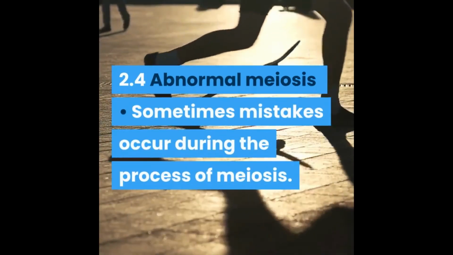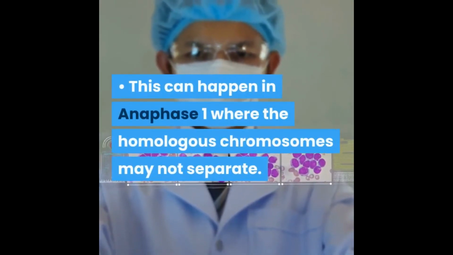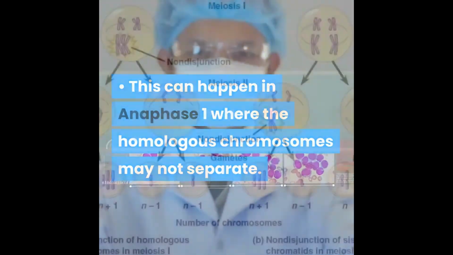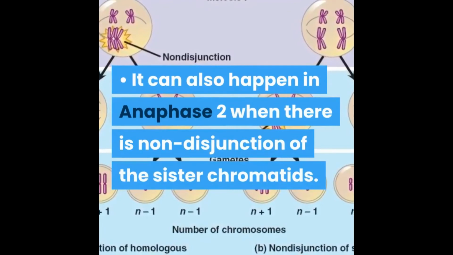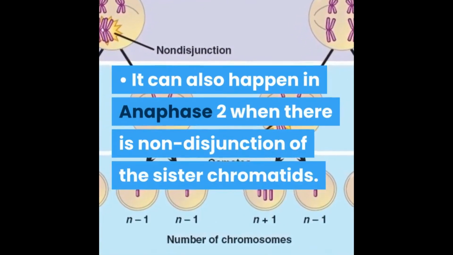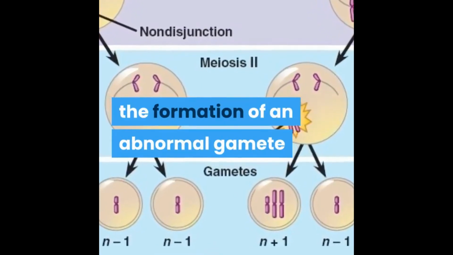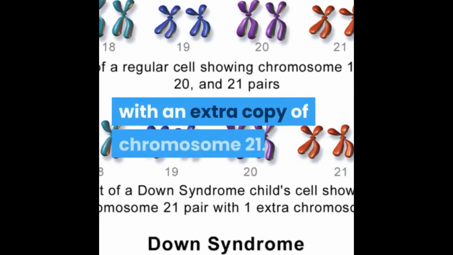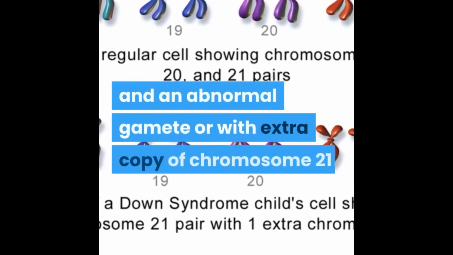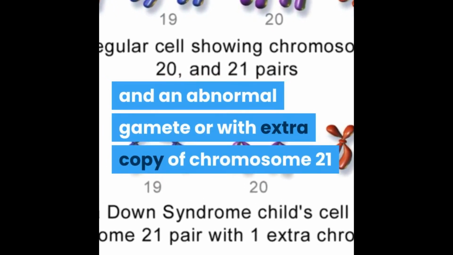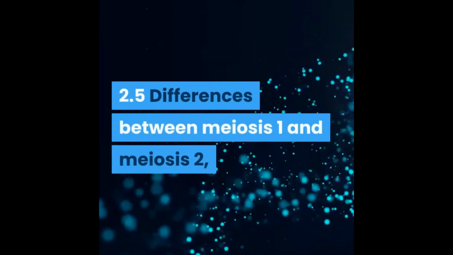Sometimes mistakes occur during the process of meiosis. This can happen in Anaphase 1, where the homologous chromosomes may not separate, also called non-disjunction. It can also happen in Anaphase 2 when there is non-disjunction of the sister chromatids. If there is non-disjunction of chromosome pair 21 in humans, it leads to the formation of an abnormal gamete with an extra copy of chromosome 21. If there is fusion between a normal gamete and an abnormal gamete with an extra copy of chromosome 21, it leads to Down syndrome.